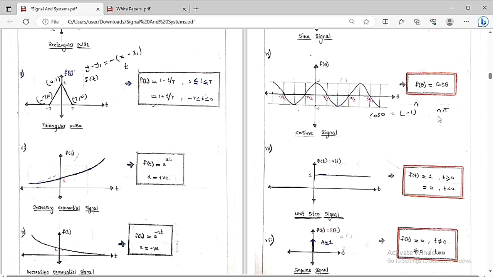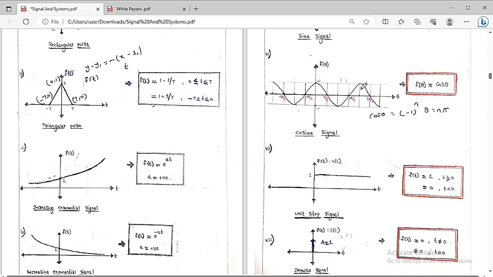So here at theta is equal to n pi, cos theta is equal to (-1)^n. Suppose n is equal to 1, then we get cos pi is equal to minus 1. As you can see clearly, cos pi is equal to minus 1. Suppose we substitute n is equal to 2, then we get cos 2 pi is equal to 1.